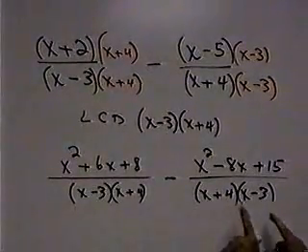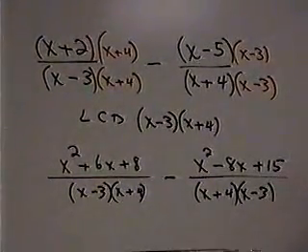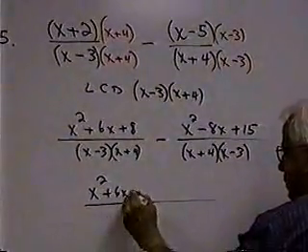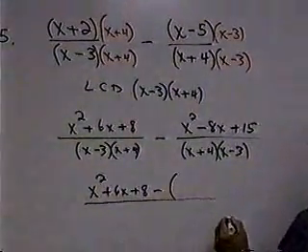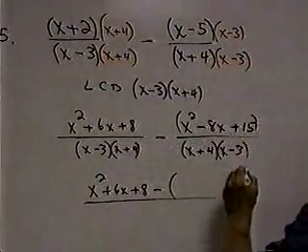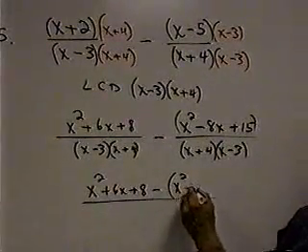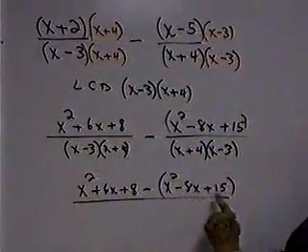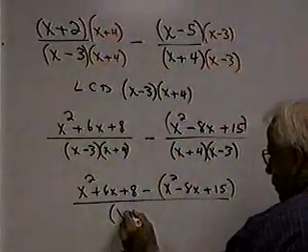I have the same denominators, therefore it is x squared plus 6x plus 8 minus the parentheses. Go ahead and put that in parentheses. If you don't, you're going to make a mistake in the sign. All right, over.